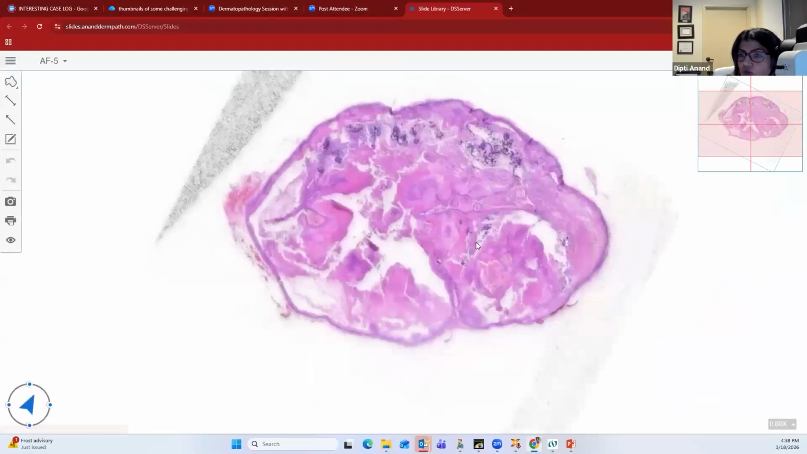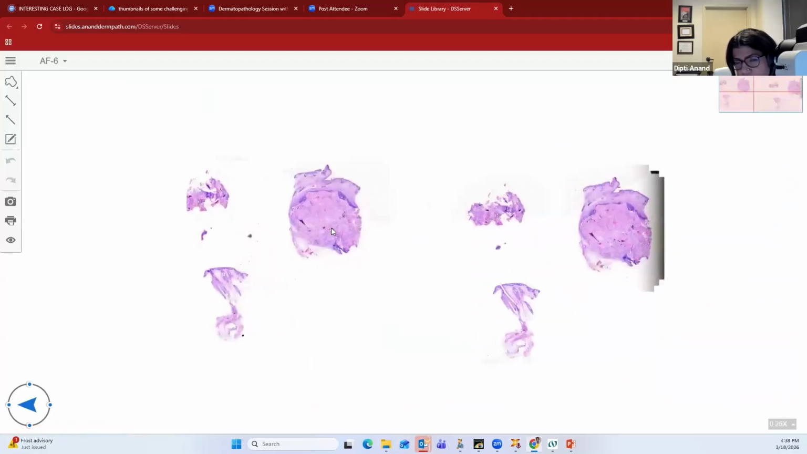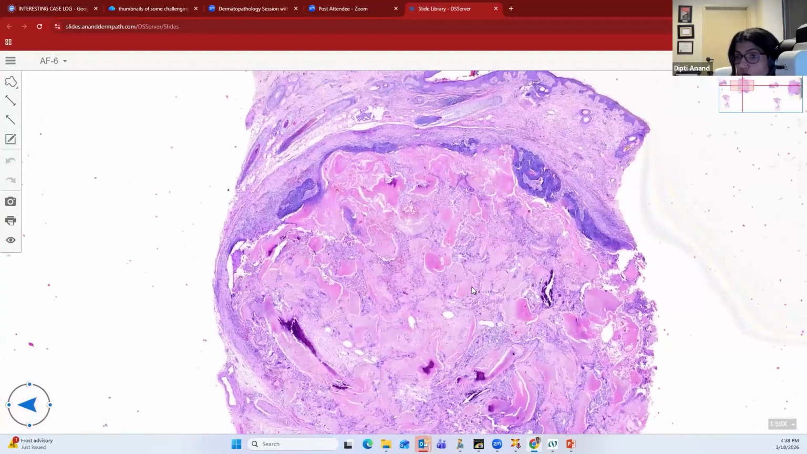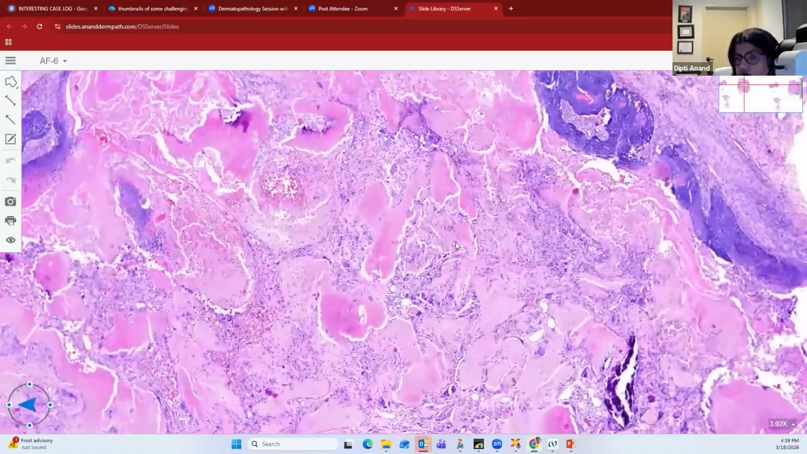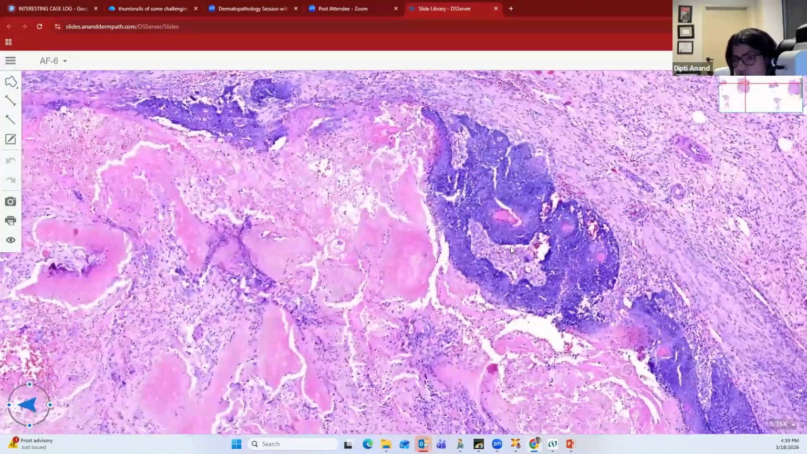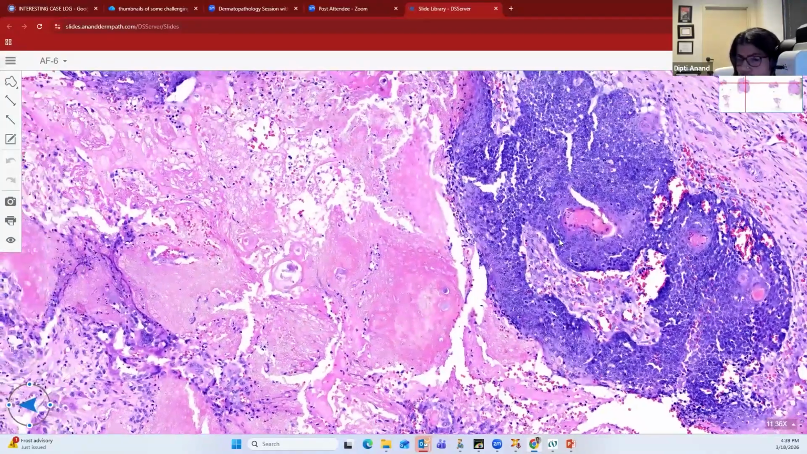Pilomatricoma is derived from the lowermost portion of the hair follicle, the matrical component of the hair follicle. Now, remember, the matrical component of the hair follicle is extremely proliferating. So this cyst often has two components to it. It has the basaloid, the germinative cells, which you can see in here, and the shadow or the ghost cells, which you can see in here.